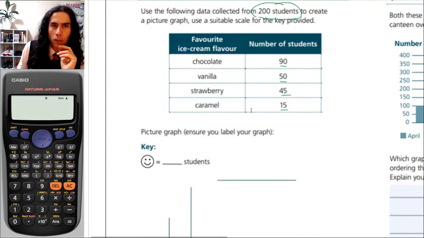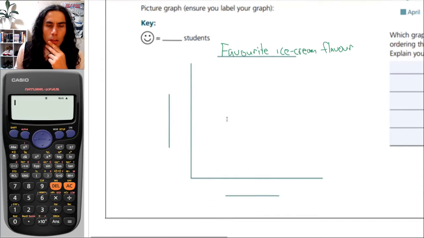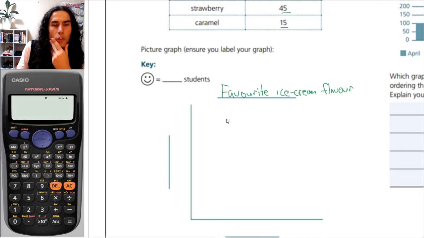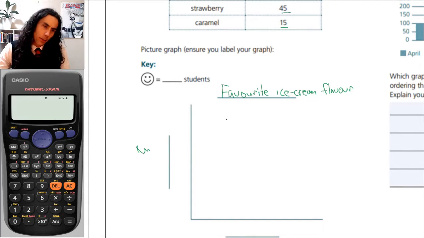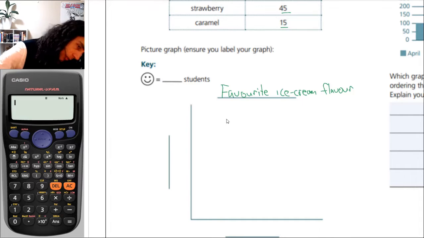So this is the title. We can do that straight away of our graph. Our favorite ice cream flavor. All right, and so this is going to be the number of students on the side. I'll try and write it sideways. Can be a bit tricky. But here I go.